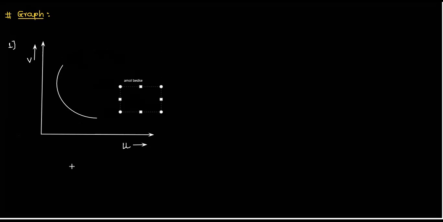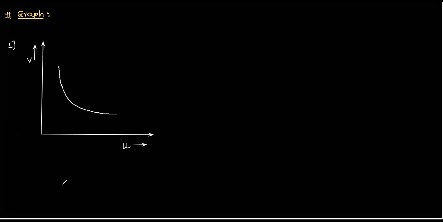Something like this. Can you see? Or else you can draw it freehand also. The graph nature will be something like this. Initially, when your u is less, v will be more, and as you increase u, v will start decreasing.